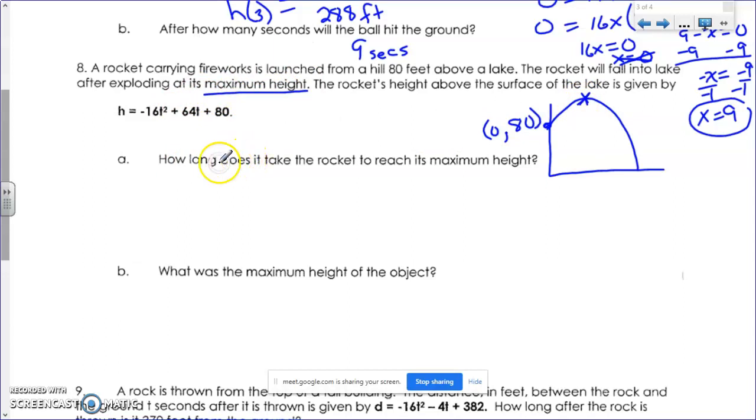So how long does it take the rocket to reach its maximum height? Is how long x or y? X, because x is time. Y is how high. Everybody good with me? So I am looking for the x of the vertex because that would tell me how long it took to reach the maximum height. So that's the x of the vertex. How do I find the x of the vertex?